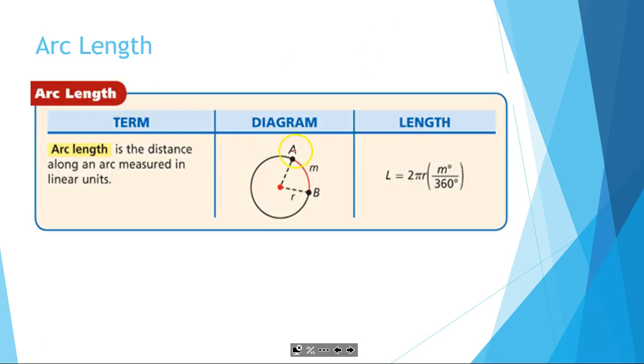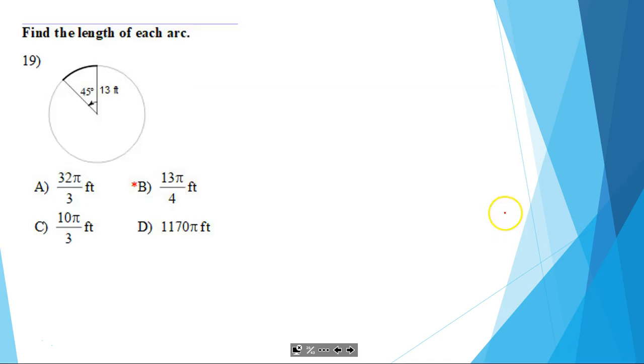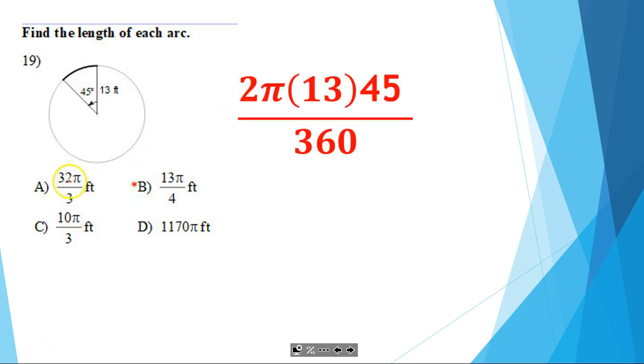So arc length, this one's arc length. Again, we're trying to find the actual measurement from A to B. This one again has theta in the formula. That theta again means angle measure. And the problem on your problem set that maps to this one is number 19. So this time we have 2 pi r, and r is 13, theta, which is 45 over 360. Notice again that all of these answers have pi in them. So we're not going to multiply by this pi. We're going to leave it for the end, and our answer is going to have pi in it.